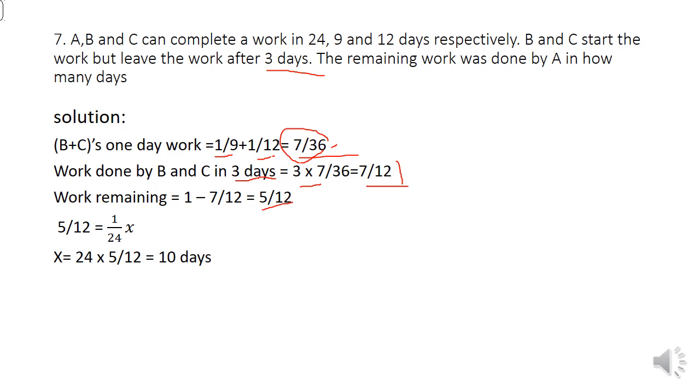So this remaining work will be done by A. The work done by A in one day is 1 by 24. So the remaining work is 5 by 12. Let's say that the number of days it took is x, so that we can find the number of days. 1 by 24 x is equals to 5 by 12. Then x is equals to 24 into 5 by 12. By solving this we will get 10. So the remaining work is done by A in 10 days.